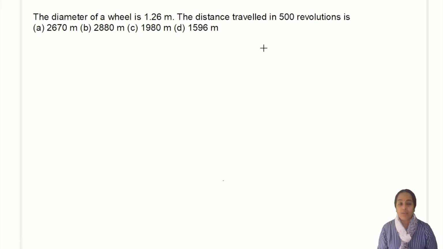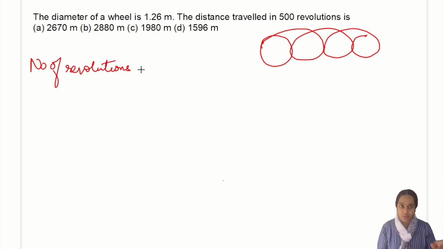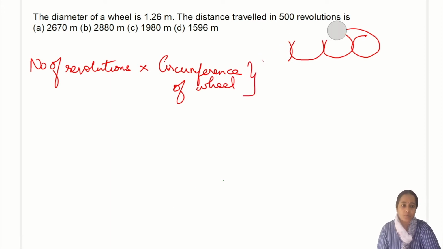So here you have to understand the concept. The concept is the diameter of the wheel. Imagine the circumference makes the revolutions. The circumference of the wheel goes round and round, and that will be equal to the distance it covers. So what will be the distance covered by the wheel? So we have the formula here. Number of revolutions multiplied by the circumference of the wheel will give you the entire distance covered. So now let me write it.